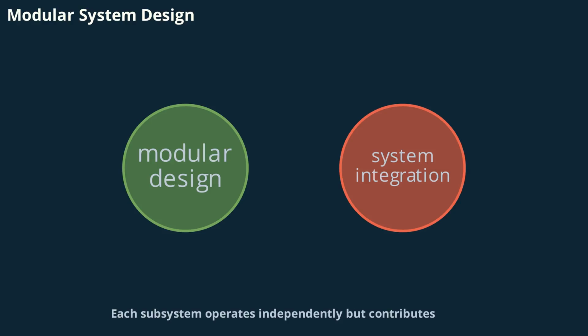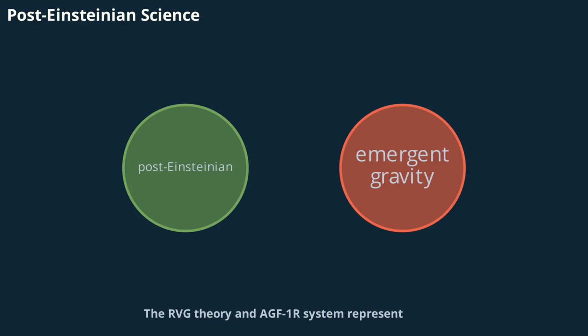AGF-1R's modular system design allows for rapid reconfiguration, scalability, and cross-disciplinary integration. Each subsystem operates independently but contributes to the unified operation of the vehicle. This approach facilitates maintenance, upgrades, and adaptation to new mission profiles, making the AGF-1R a flexible platform for future research and development.